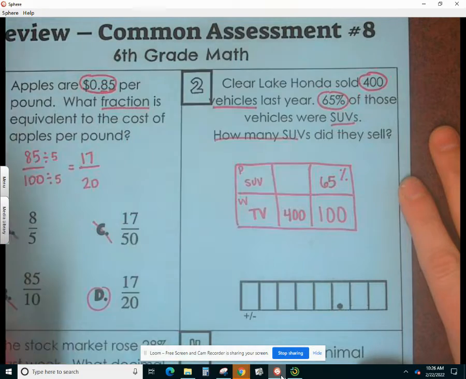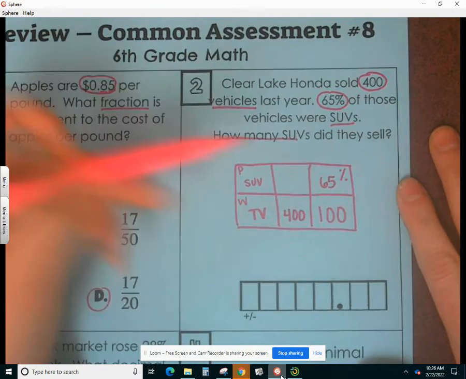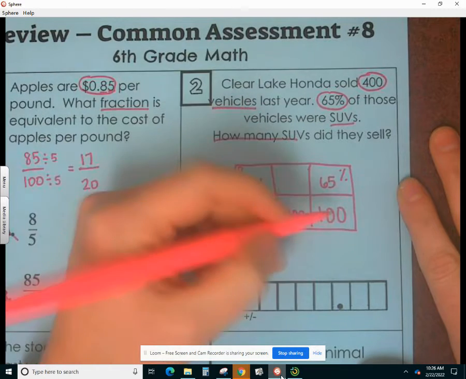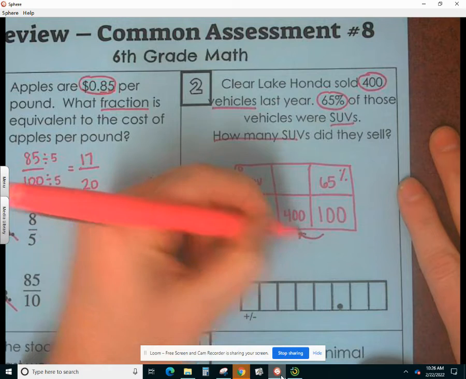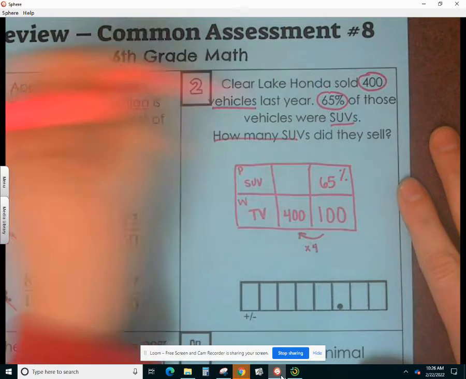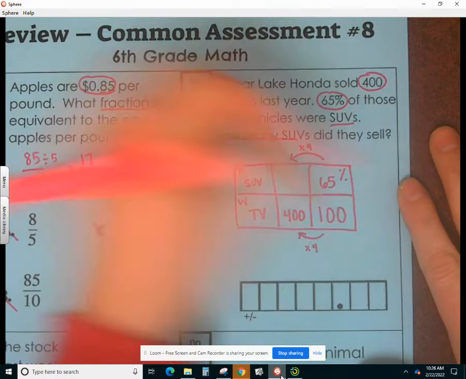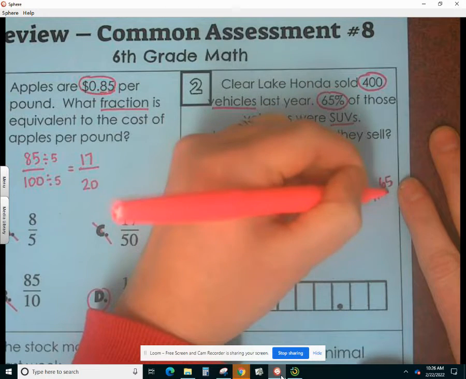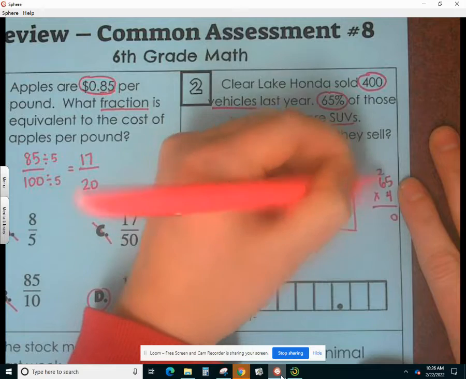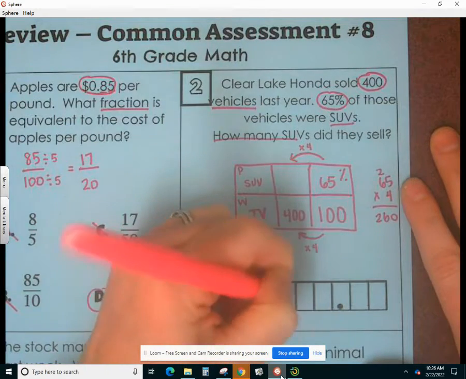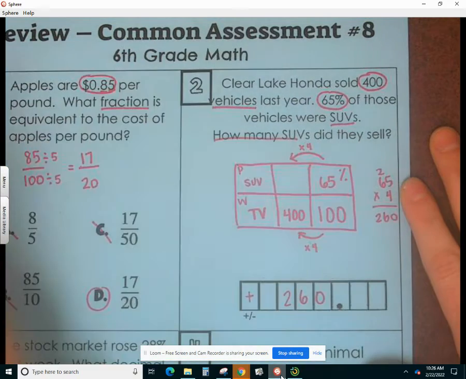And we always put our percent right there. Then look for your corner number. So this makes an L shape with 100 in the corner. And I see an easy relationship because 100 times 4 is 400. So I just have to do 65 times 4. And it's okay if I don't know that in my head. I can just work it out to the side. And I get that there were 260 SUVs.